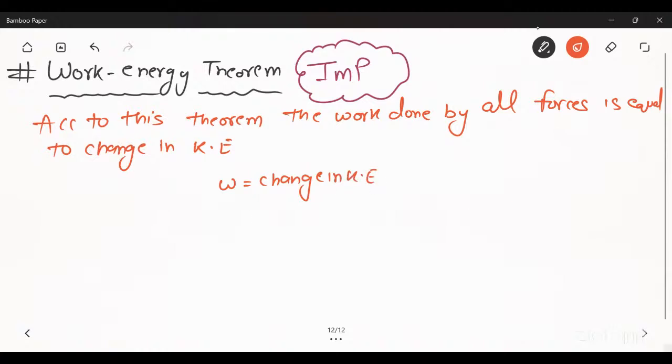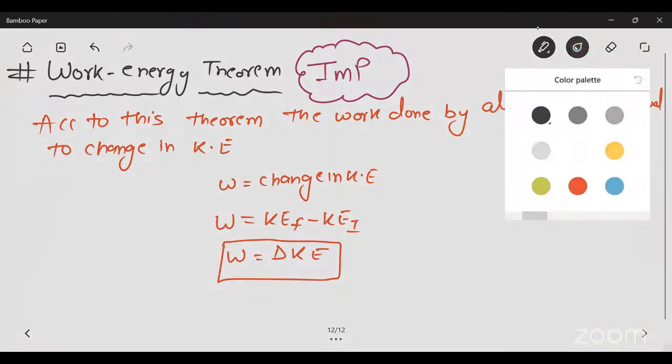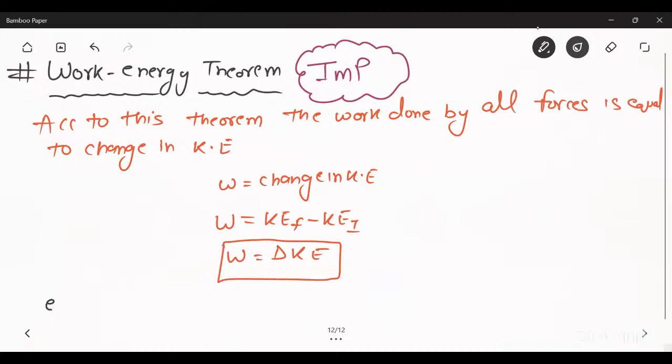So what is kinetic energy? Change in kinetic energy means kinetic energy final minus kinetic energy initial, which will equal the work done. That means the change in kinetic energy is always equal to the work done. Okay, so that was an important topic. And now comes its expression or its proof.